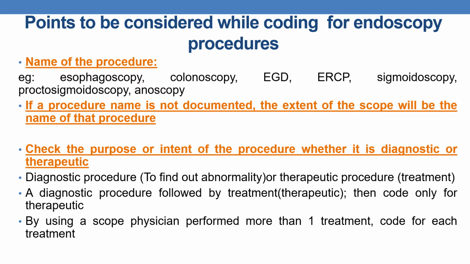First of all, you need to look for whether it is diagnostic or therapeutic. Whenever both diagnostic and therapeutic are performed, you need to code only therapeutic. And if the same scope is used to perform more than one treatment, you need to code each treatment separately.